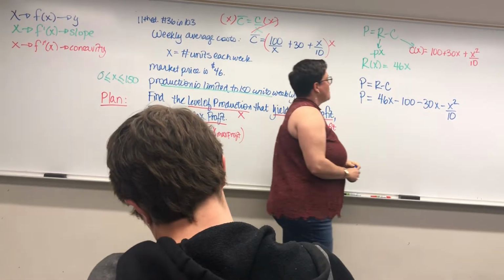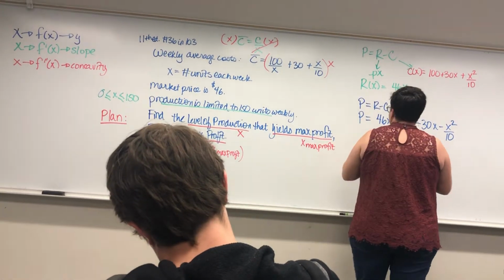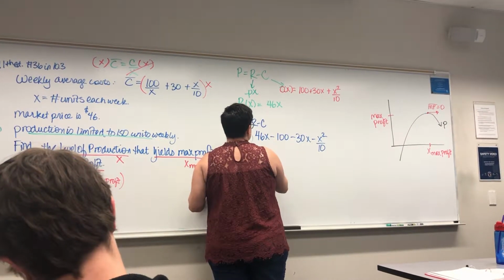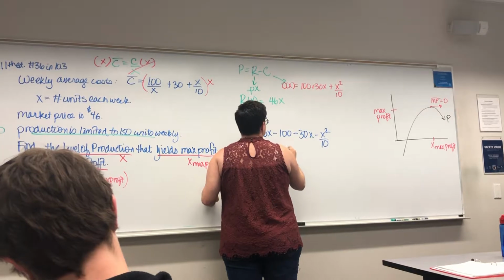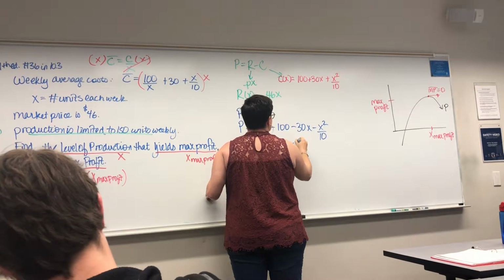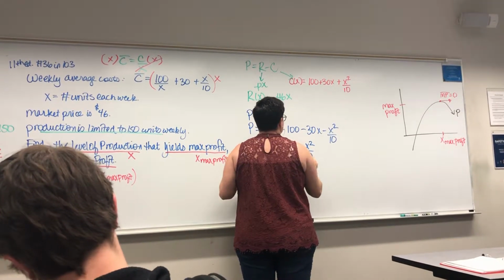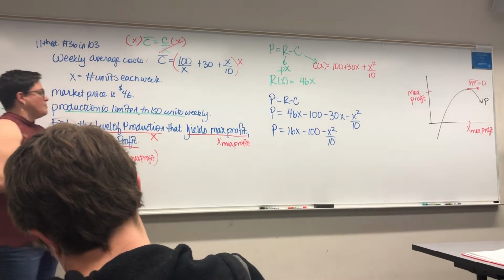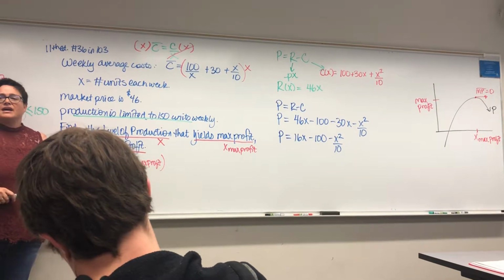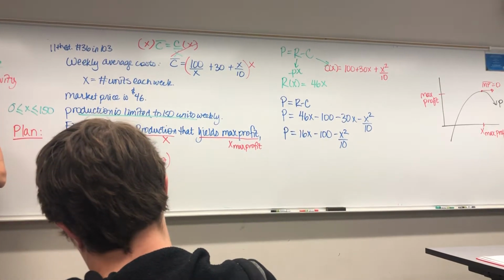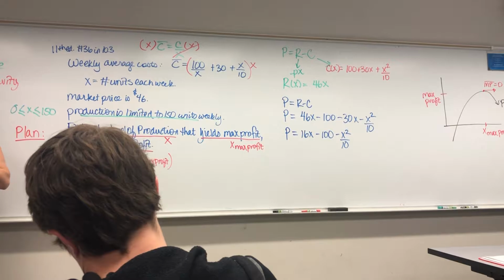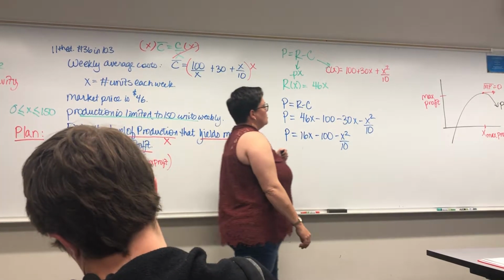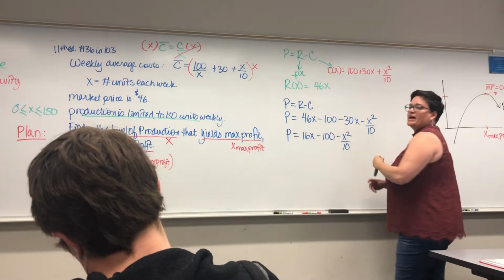Okay? So now I'm gonna collect like terms. What's 46x minus 30x? Yeah, 16x minus 100 minus x squared over 10. What do I do with that? So once again, I go back to here and say, where was I? I'm lost. Why did any of these go negative?